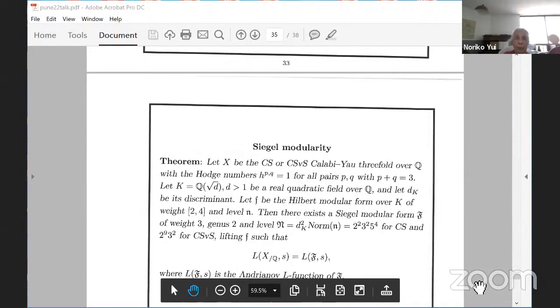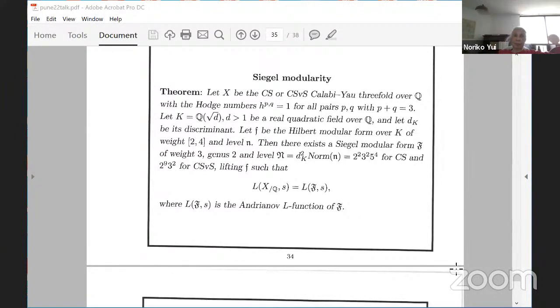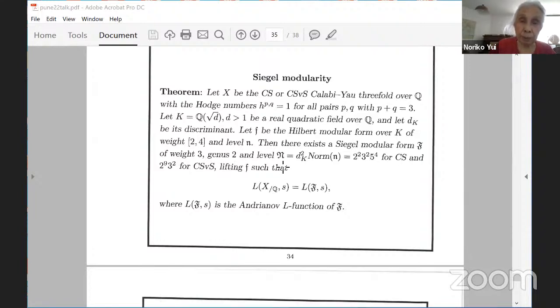Now, Siegel modularity. We don't want to have an L-function just over a real quadratic extension. For these two examples, the skew pentagon and double octic examples, we had the Hilbert modular form defined over real quadratic extensions, but then we can lift this to a Siegel modular form of weight 3, genus 2, and level capital N, where capital N is the discriminant d_K squared times the norm of n. This one is, what's the number, 22,500 or something, and this one is something about 6,000, lifting the Hilbert modular form.